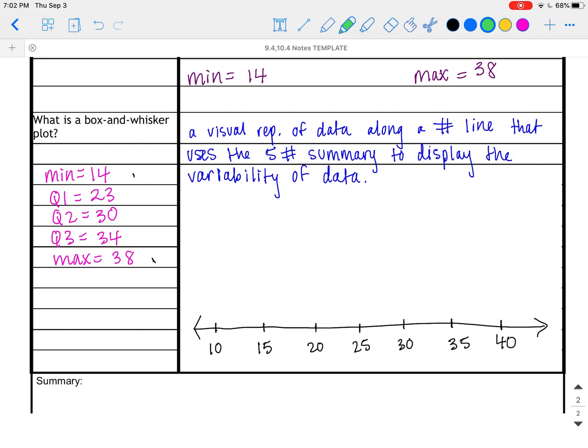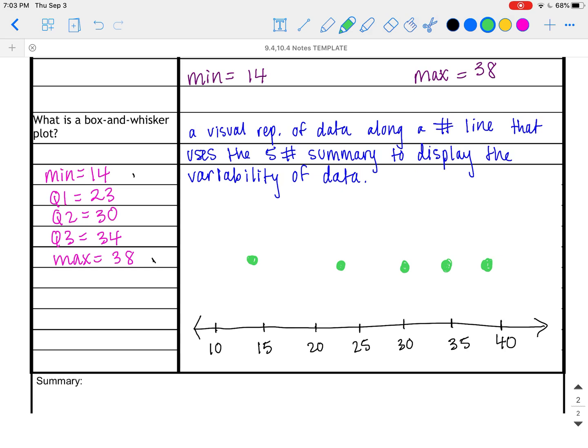So we're going to start with 14. 14 would be about right beside 15, so I'm going to put 14 about right here. Then Q1 would be at 23. That would be about in between 20 and 25. So I'm going to put that right there. Q2 would be at 30. Luckily, we have 30 right there on the line, so it would be right above it. Then we have 34, which would be right beside 35. And then our last value, 38, which is right before 40. All right, so we start off with all of those dots.